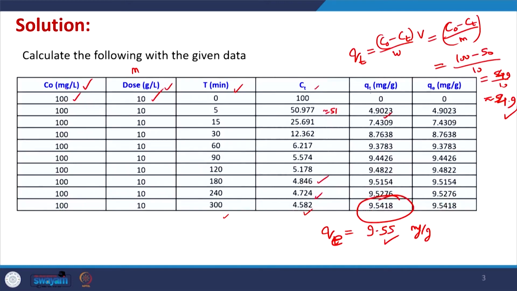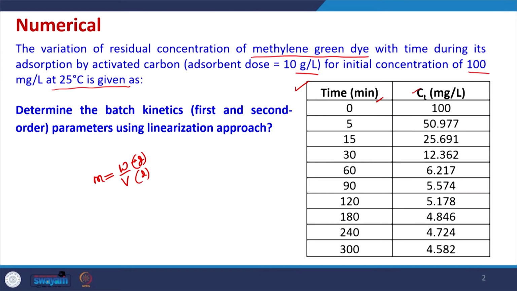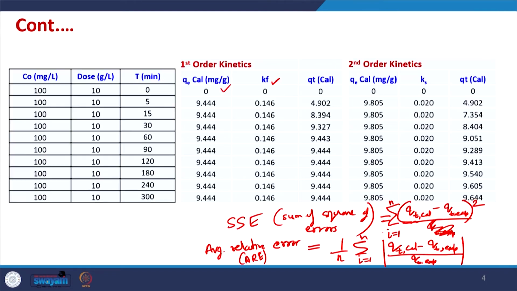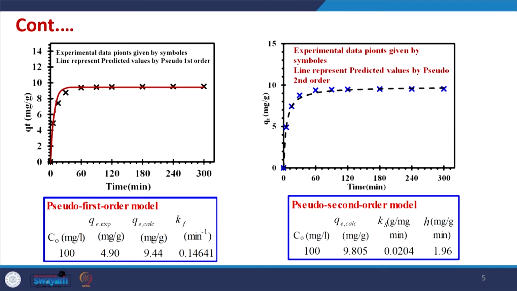Now, in the actual case we found that the actual experimental value is around 9.55, the QE value. So, it is actually wrongly written, it is 9.55. So, this is the experimental value, and as per the model fitting for pseudo first order we are finding that the QE calculated value is 9.44 and the Kf value is here. Now, in the second order the QE calculated value is 9.8 and the Ks is this and Hs is this.